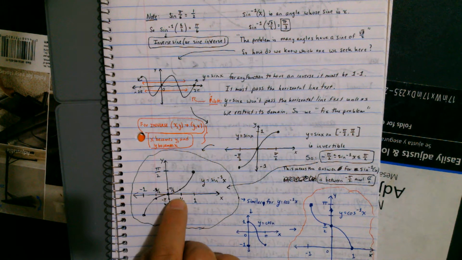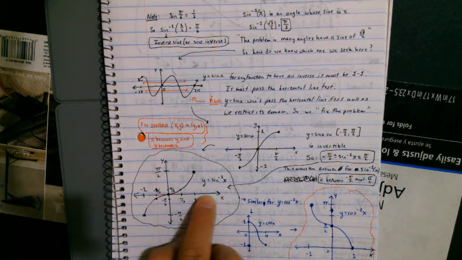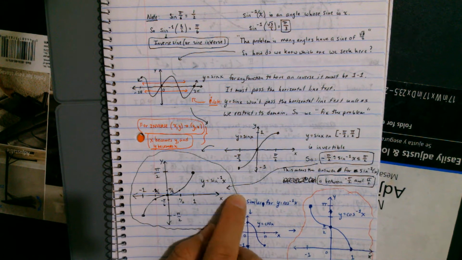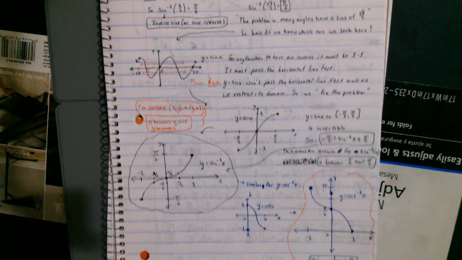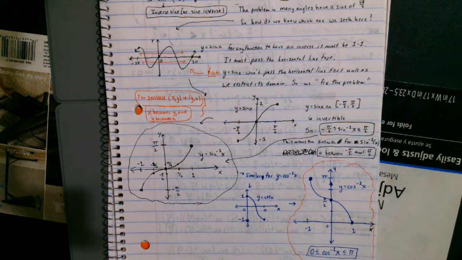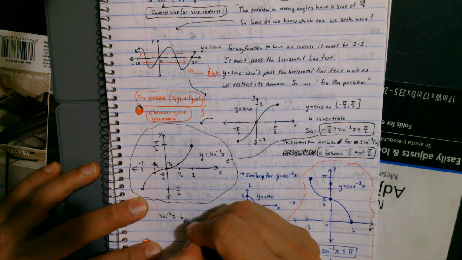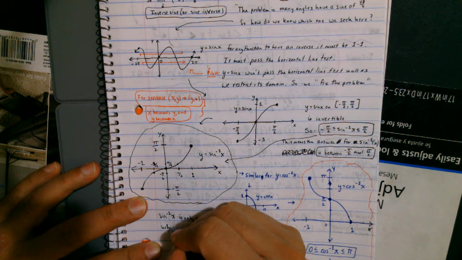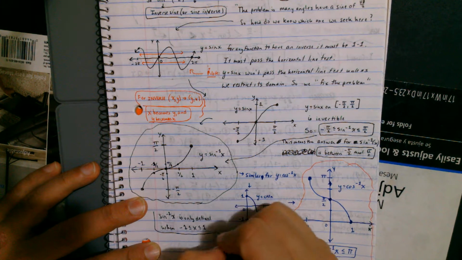If we take sine inverse of these numbers, the answer has to be an angle. But notice that you can't go past 1 or -1. So sine inverse of x is only defined when x lives between negative 1 and 1.